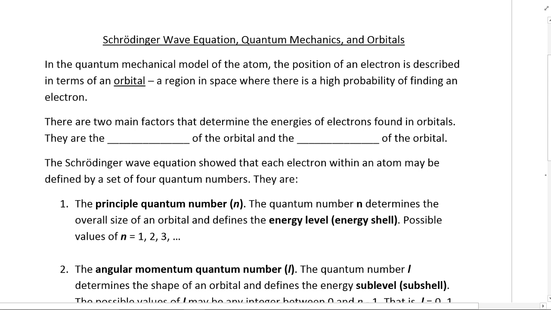So here's how the Schrödinger wave equation works and what you would need to know. First of all, the Schrödinger wave equation, instead of describing electrons being in orbits, described electrons as existing in orbitals. So again, not orbits, but orbitals. An orbital is defined as a region in space where there's a high probability of finding an electron. So again, it did not describe the electrons as being in orbits like they were in the Bohr model, but rather in orbitals, which is a region in space where there's a high probability of finding an electron.